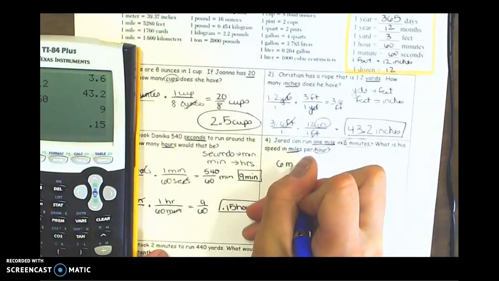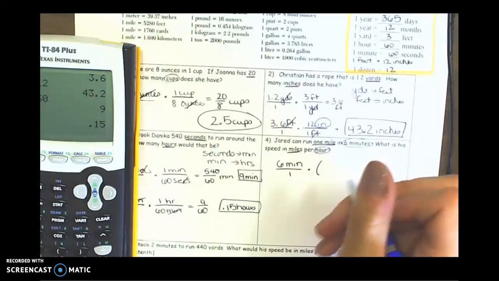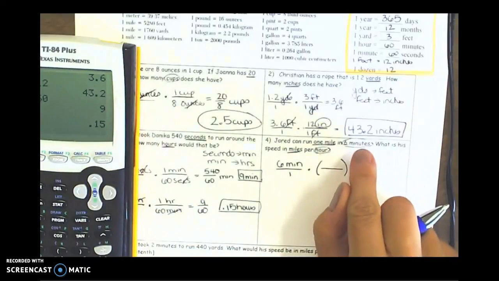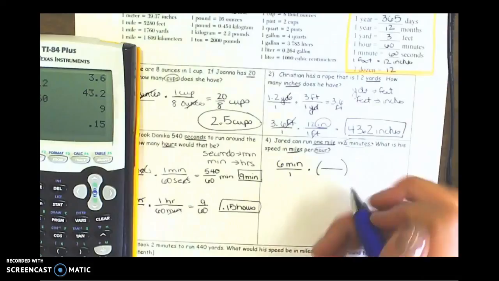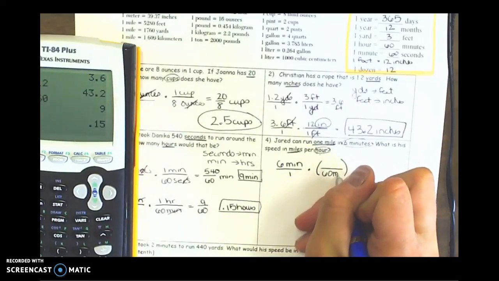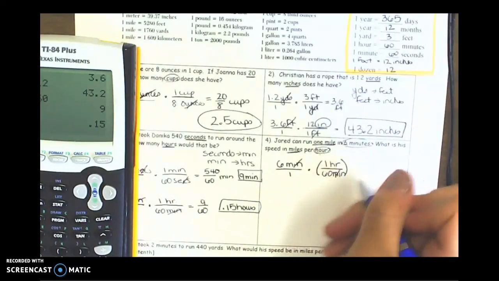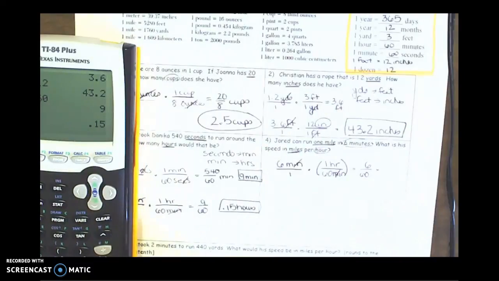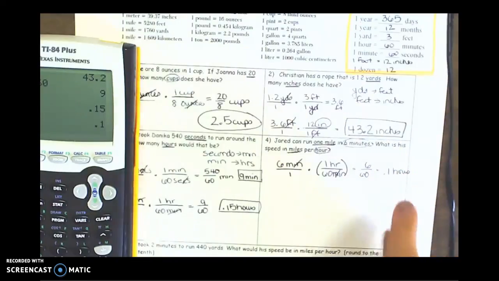I'm starting with 6 minutes. Now I have to set up my equivalent fraction. Sometimes we'll see it in parentheses. Okay, so I know that there are 60 minutes in 1 hour. I want minutes to cancel, so I put the minutes in the bottom and 1 hour. So the minutes cancel with the minutes, and I get 6 over 60. I'm going to divide that out. 6 divided by 60, I get 0.1 hours. So now I have hours and miles.